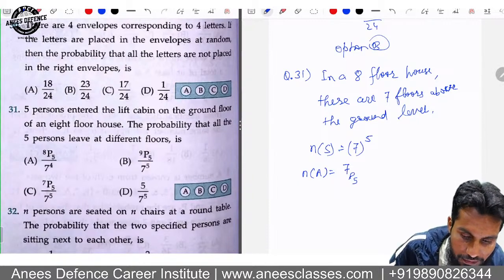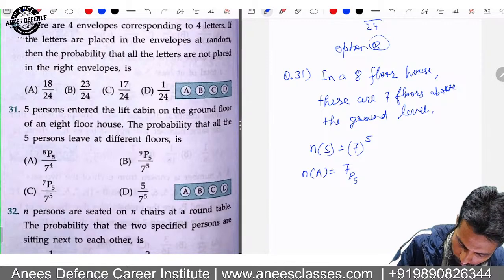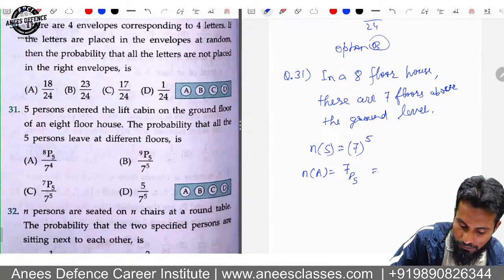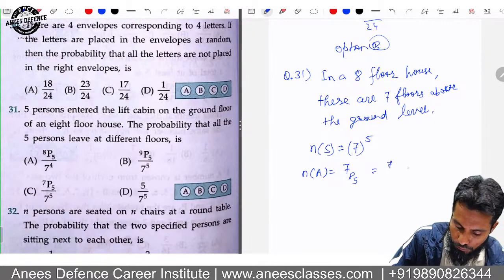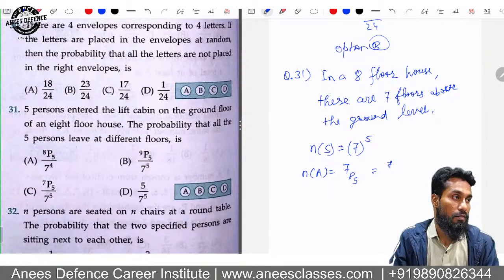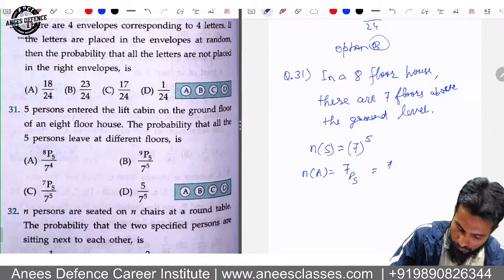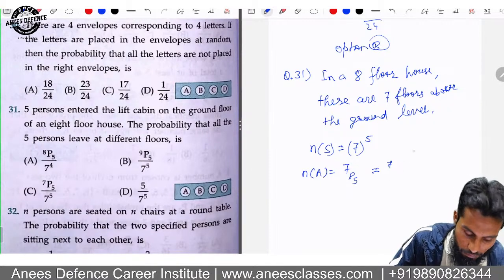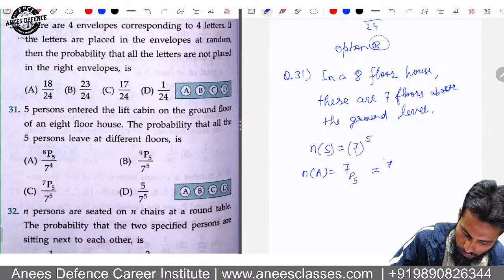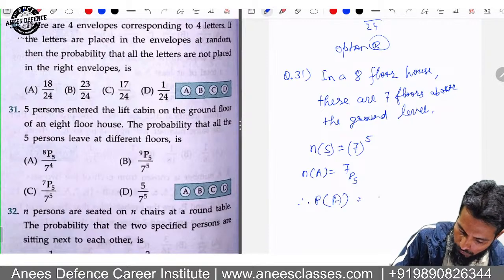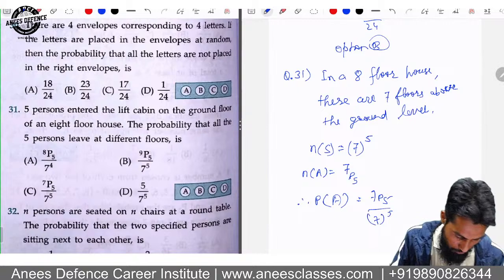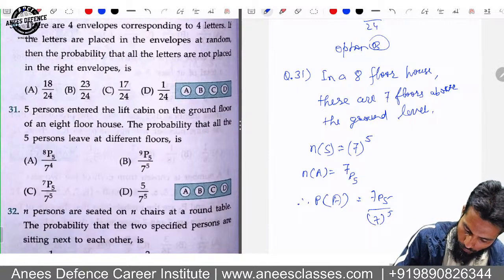7P5. Why can't we take 7C5? Can anybody answer? Why have we taken 7P5? This is arrangement, permutation. This is not selection. That is fine. So how will you calculate the 7P5 value? The answer is given in P only, so no need to calculate. So the probability will be directly 7P5 upon 7 raised to 5. So option number B.